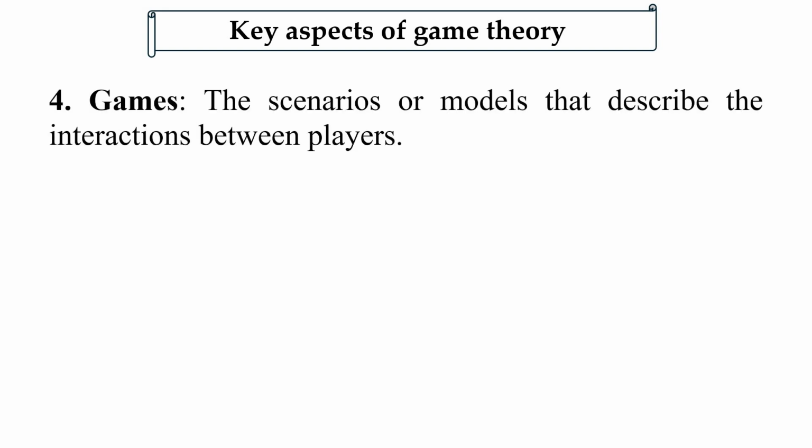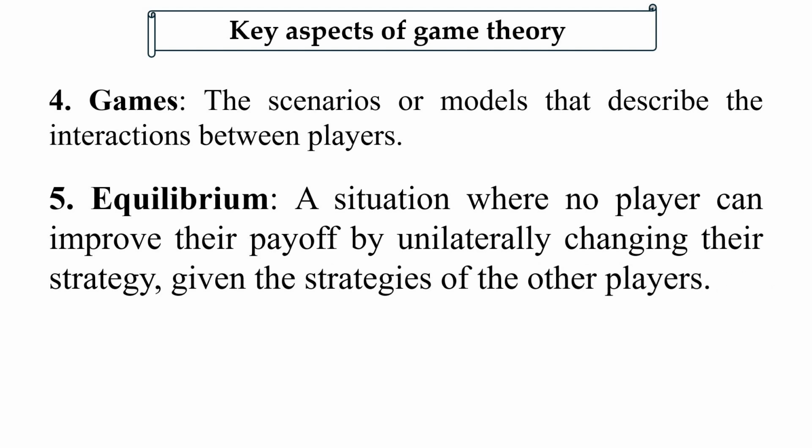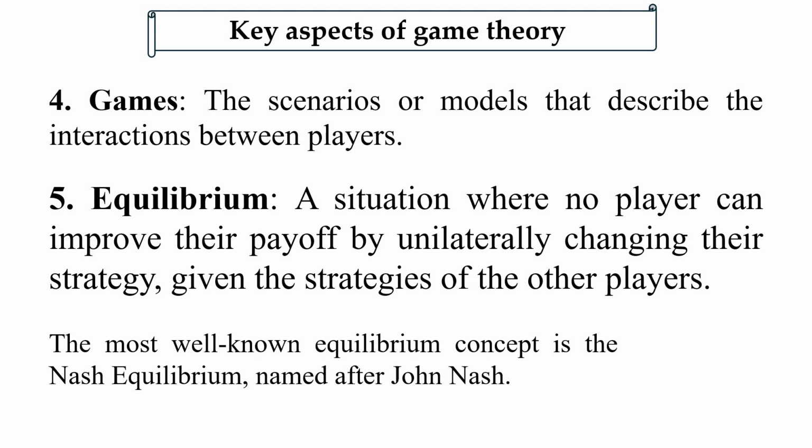Games: the scenarios or models that describe the interactions between players. Games can be cooperative or non-cooperative, static or dynamic. Fifth, equilibrium: a situation where no player can improve their payoff by unilaterally changing their strategy, given the strategies of the other players. The most well-known equilibrium concept is the Nash equilibrium, named after John Nash.